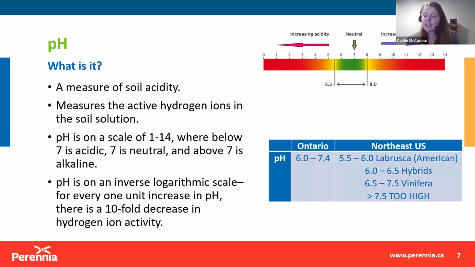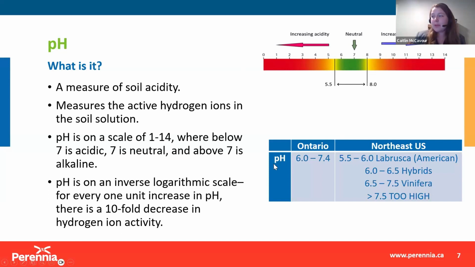The other important thing I just want to mention is that pH is on an inverse logarithmic scale. So as your pH is going up, your acidity is going down. So for grapes in particular, and a lot of crops, there's a certain range you want to be within for optimal plant growth. If you're beyond that range on either end, that doesn't necessarily mean that your crop isn't going to grow. It just may not be doing as well as it could.